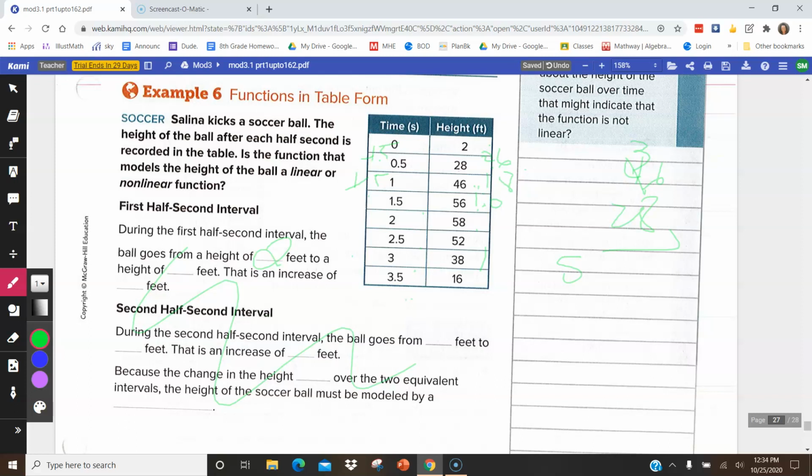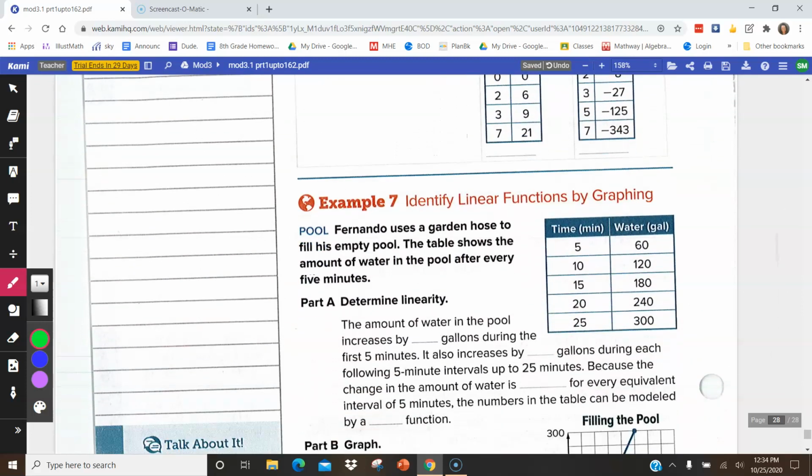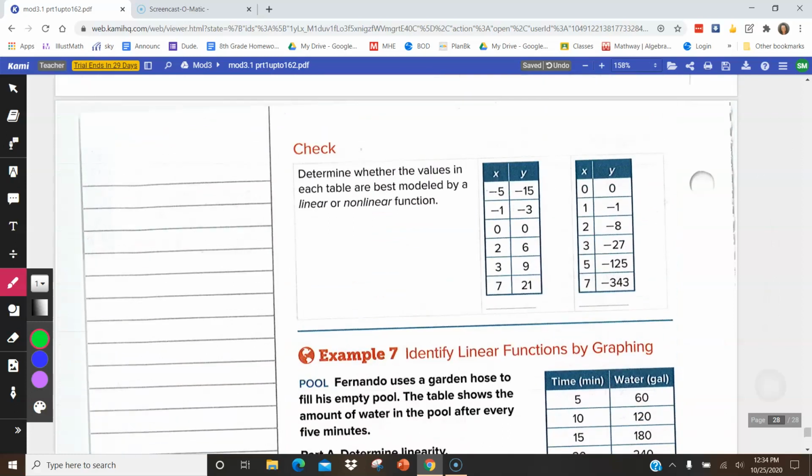It's also not consistently going up or down, so it's not a curve. So I'm going to go with, since my change in height is changing, it's increasing, then decreasing, this is not a linear function. Go ahead and do the check, and we'll talk about that in class. Press pause and do it.